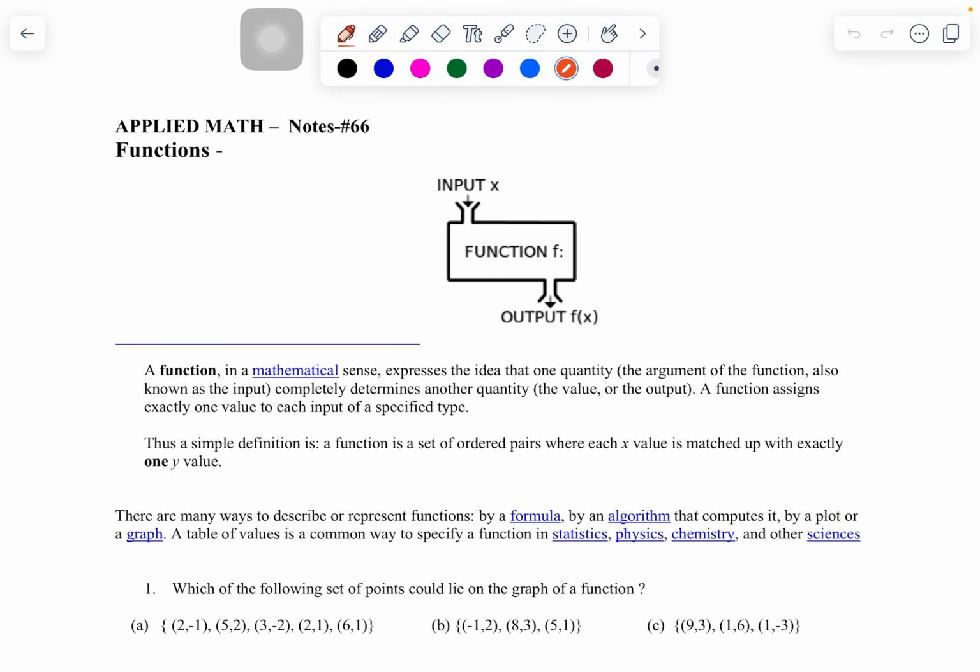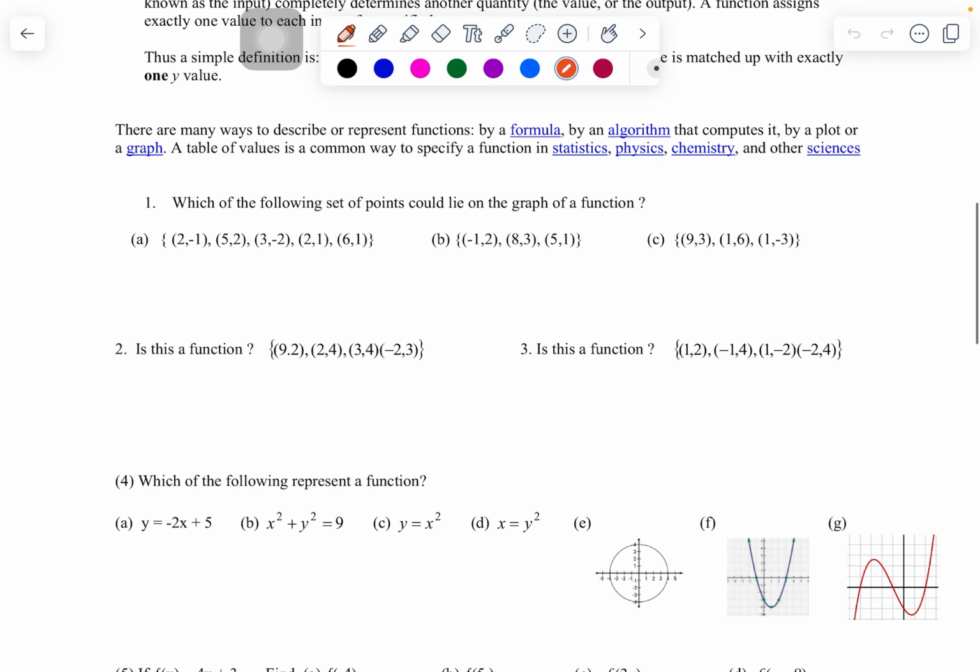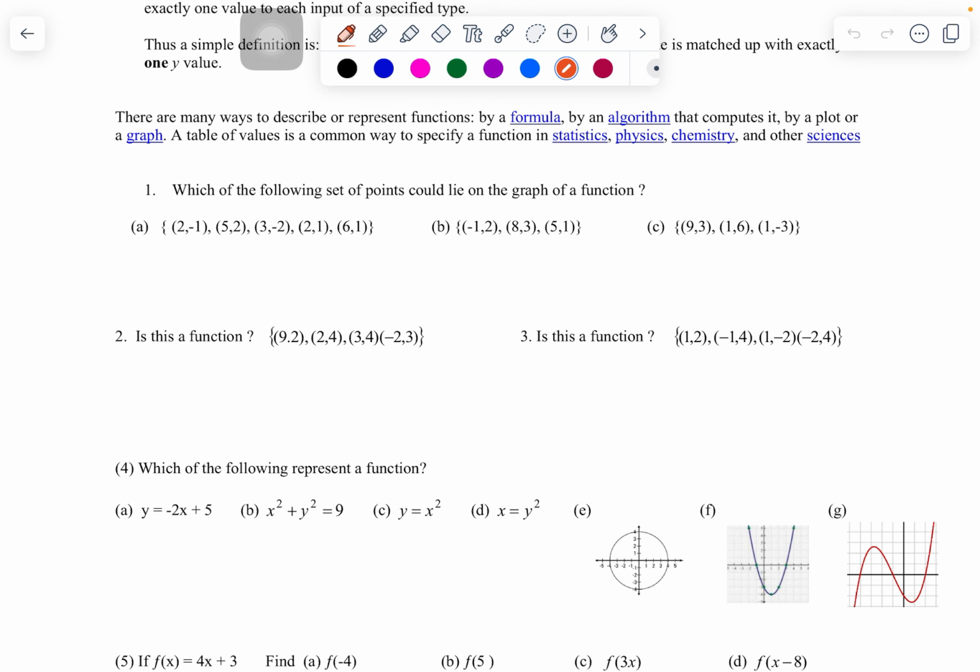So we're going to do questions number 1, 2, and I think it's 3 or 4 maybe, which get into testing to see if you have a function or not. So question number 1 has a couple parts to it, A, B, and C, and we're just looking at ordered pairs here. It says, which of the following sets of points could lie on the graph of a function?